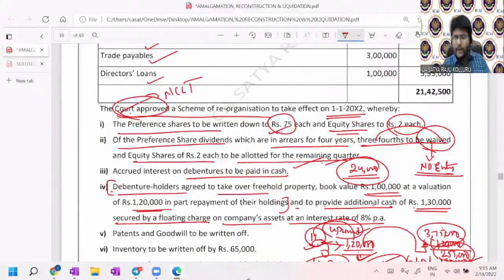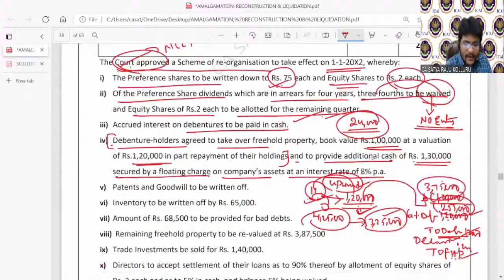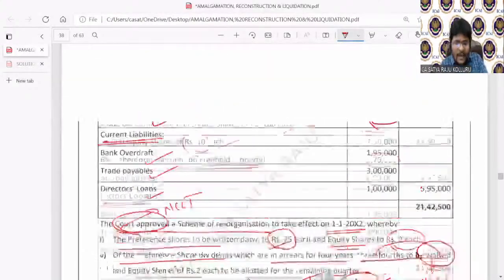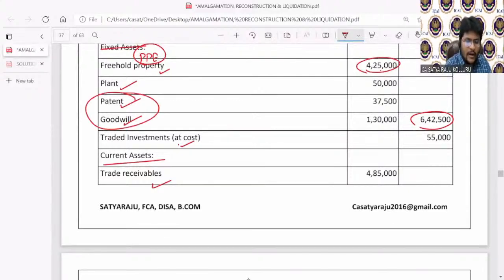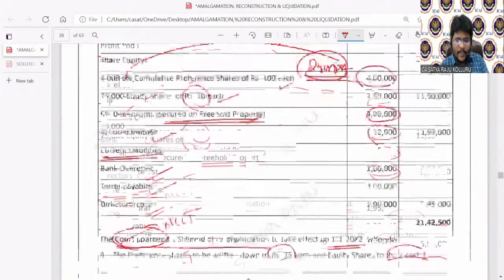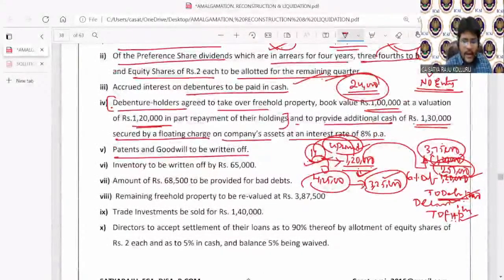Hope you understand point number 4. I'll explain once again. Don't worry. Patents and goodwill written off. It is clearly given that in the balance sheet, patents and goodwill are written off. Both you need to transfer to reconstruction account. That is, reconstruction account Dr. to patent account, to goodwill account. Okay. Next, inventory to be written off by 65,000. Reconstruction account Dr. to inventory account 65,000.